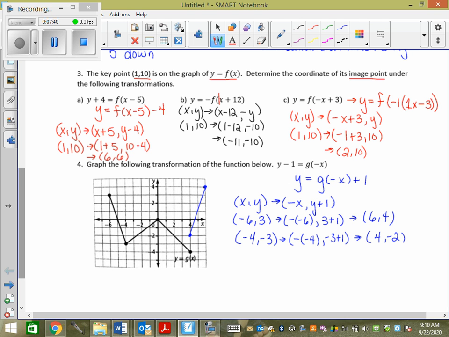And then I connect. 0, 0 becomes, is that right? I feel like it's weird. 0, 0 is going to become negative 0, comma 0 plus 1, which is 0, 1. And then I have 4, negative 4. It's going to become negative 4. Negative 4 plus 1, which is negative 4, comma negative 3.